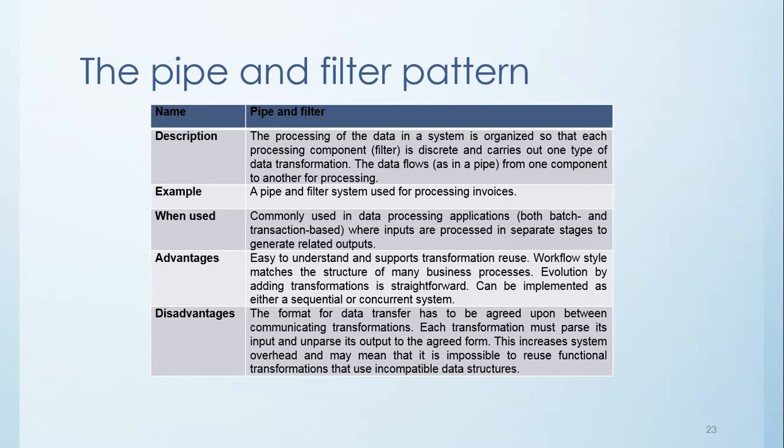Workflow style such as this matches the structure of many business processes. Evolution by adding transformations is straightforward. You can implement this as either sequential or concurrent systems. The disadvantage is that the format for data transfer has to be agreed upon between communicating transformations. Each transformation must parse its input and unparse its output into the agreed form. This increases the system overhead and may mean that it's impossible to reuse functional transformations that use incompatible data structures.